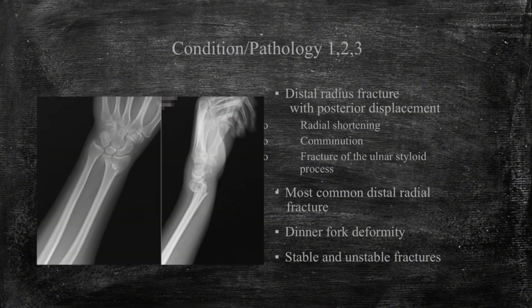Colles fractures. The Colles fracture is a complete fracture of the distal radius with a posterior displacement of the distal fragment, and it can come with dorsal comminution, dorsal angulation, dorsal displacement, radial shortening, and an associated ulnar styloid fracture. They are considered the most common type of distal radial fractures, and the fracture displacement and angulation often looks like a dinner fork, so it's called the dinner fork deformity, which you can see in this picture.